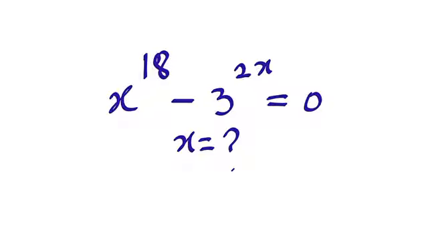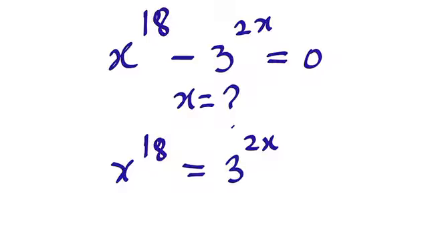Let's see how we can solve for the value of x here. So what I'm going to do, I'm going to have x to the power of 18. Then I will transpose the 3 to the power of 2x to the other side like this. So now from here, the next thing I'm going to do is to introduce logarithm to both sides. So I'm going to be introducing ln to both sides of the equation.